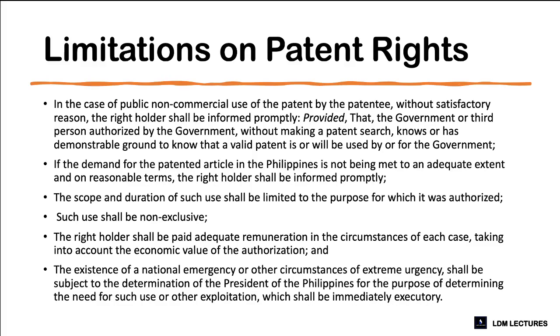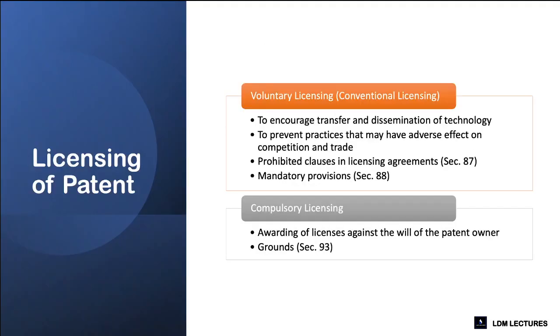At least here, we stated the limitations of patent rights. Okay? Licensing, okay? Licensing of a patent. So what are the kinds of licensing of a patent? We have what we call voluntary licensing and compulsory licensing. The voluntary licensing is the one we know, the conventional licensing. This is to encourage transfer and dissemination of technology.